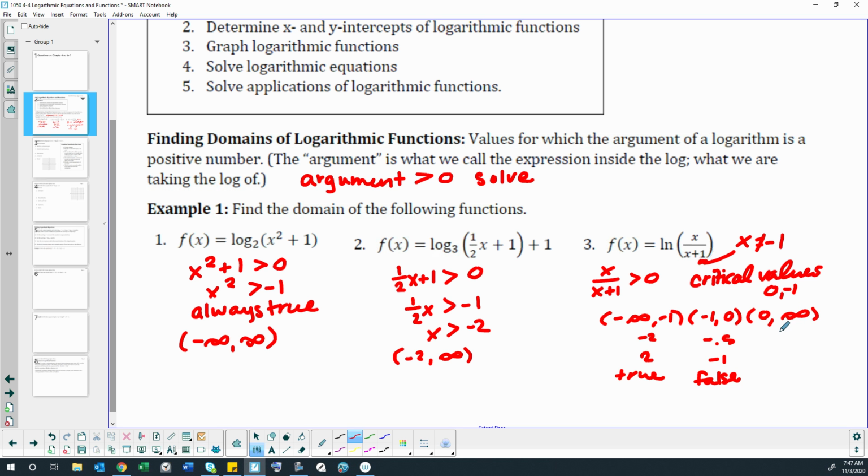And then in the last interval, let's try 1. 1 over 1 plus 1 is 1/2, which is positive, which is true. So the domain for this problem is negative infinity to negative 1 union 0 to infinity. That's where, if we were to graph it, the graph would be above the x-axis and the values would be positive, and therefore we can plug them into a logarithm. Does that make sense?